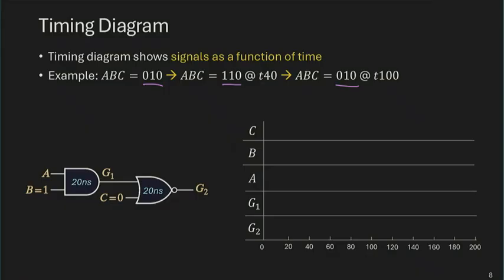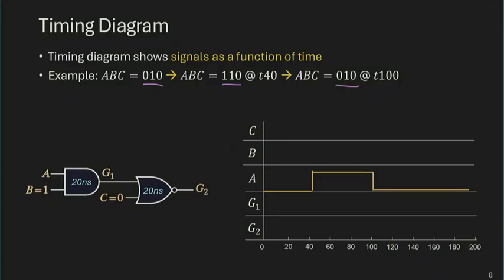So let's say my input... okay, let me find a good color. My input A starts with 0. So we put down a line at 0 until time 40. And at time 40, A goes from 0 to 1, so we let it go up. Then it will stay at 1 until time 100, and it's going to go back to 0. The low level of the signal indicates a 0. The high level of the line indicates a 1.